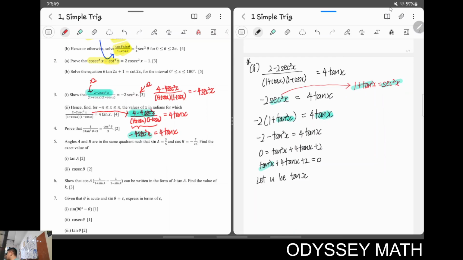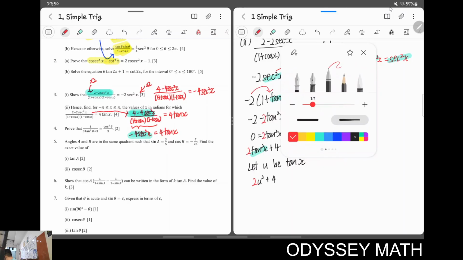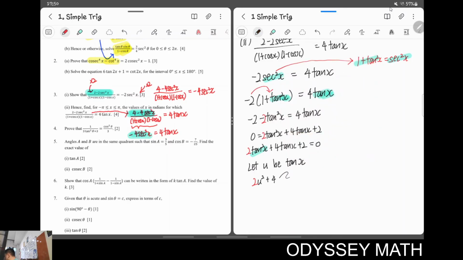I'm quite surprised that some students just can't seem to get over this barrier. And then you have u square plus 4u. Sorry, I think I made a mistake somewhere. Did I? Oh my god, this is a mistake. Lucky I see. Minus 2. Okay, sorry. So 2u. That's my mistake. So then let u be tangent x.